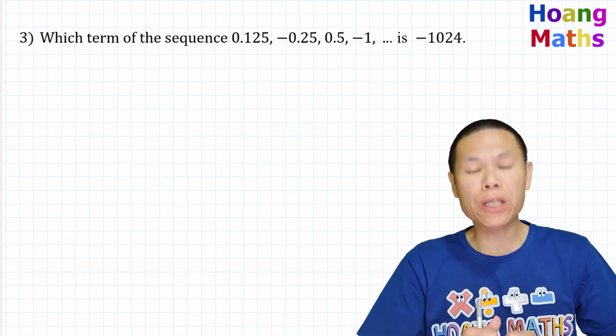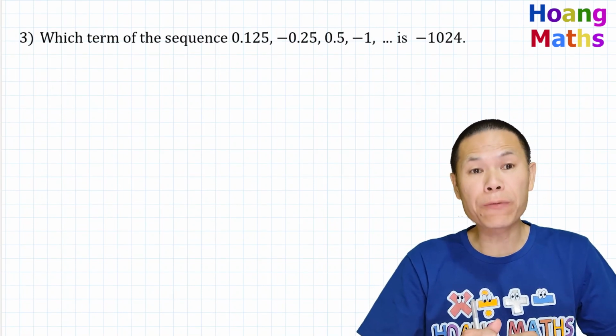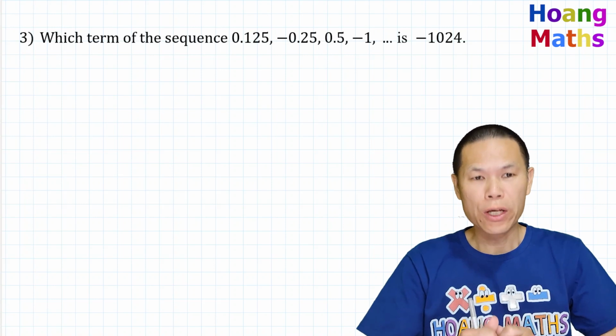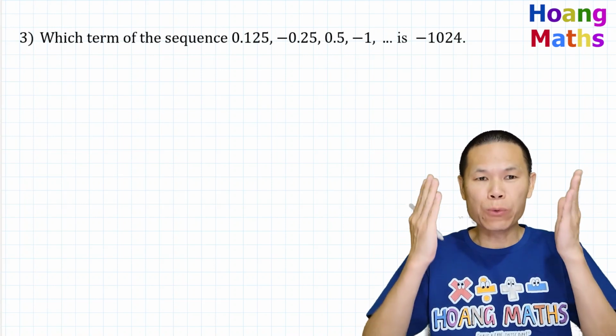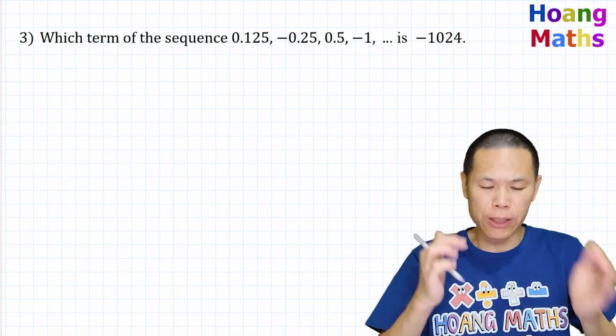Question 3. Which term of the sequence is negative 1,024? So again, step number 1 is we need to find out the rule first, okay, for this sequence.